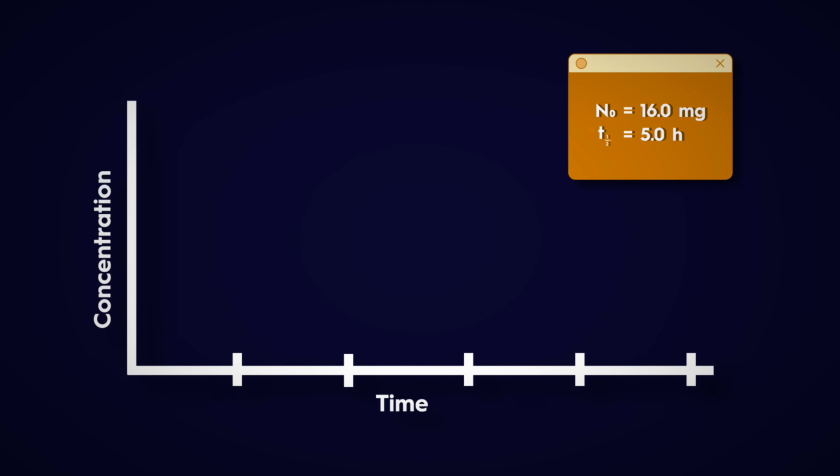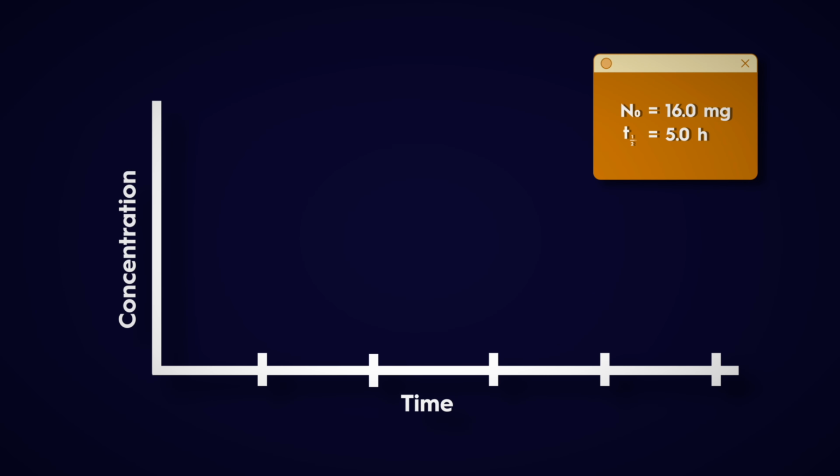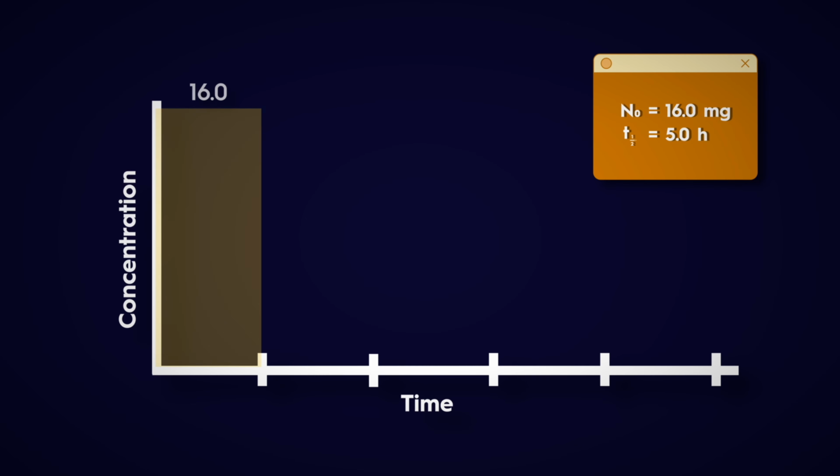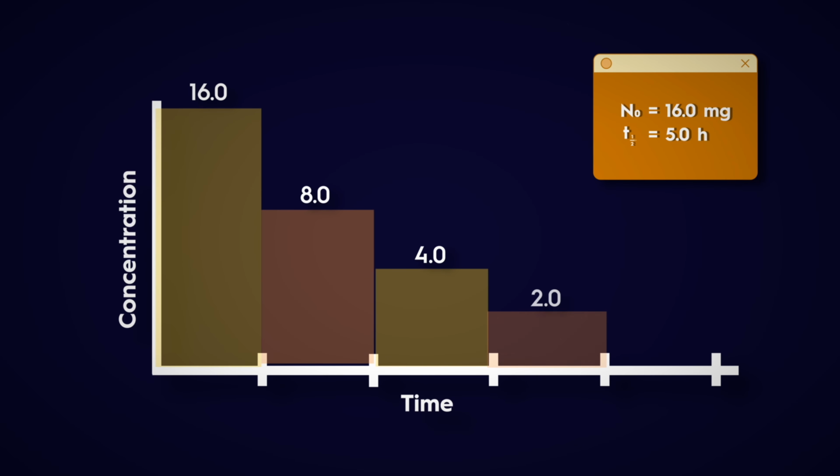For example, suppose you begin with 16 milligrams and the half-life is 5 hours. After 20 hours, that is 4 half-lives. 16 halves to 8, to 4, to 2, to 1 milligram remaining.